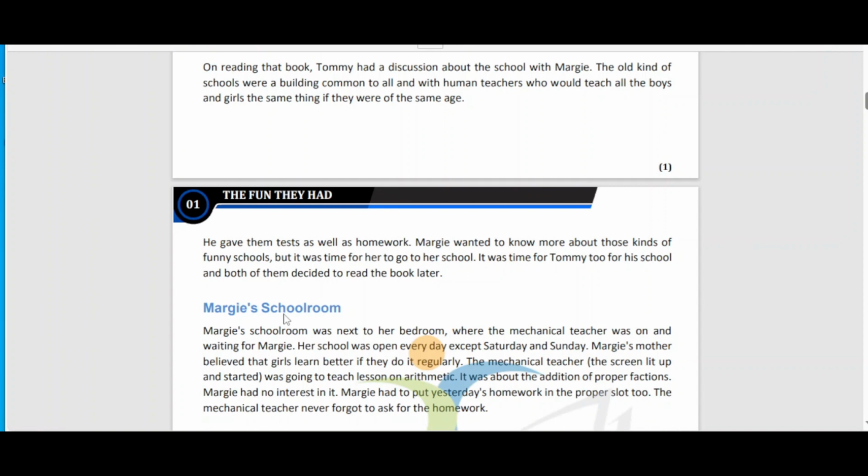But now it was already time for her own school, which is in the house only. So her mother called her to come and attend the classes. It was time for Tommy too for his school, and both of them decided to read the book later because now it was the timing of their own study, of their own school. So that's why Margie and Tommy decided to read the book later.